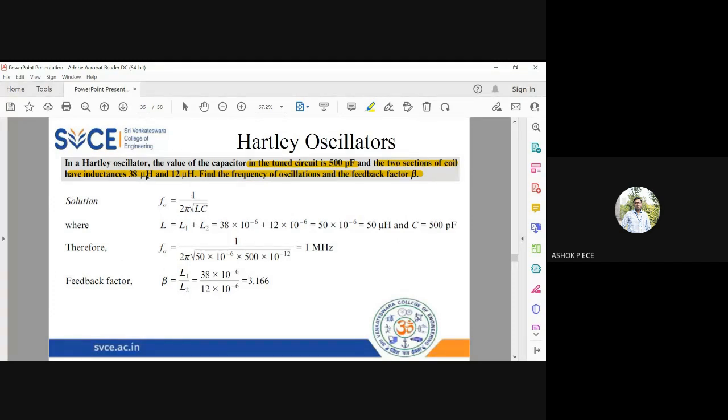L1 is 38 micro, L2 is 12 micro. If you add them, you get 50 microhenry, and the capacitance value is 500 picofarad. So if you use the formula, you get approximately F0 is 1 megahertz.